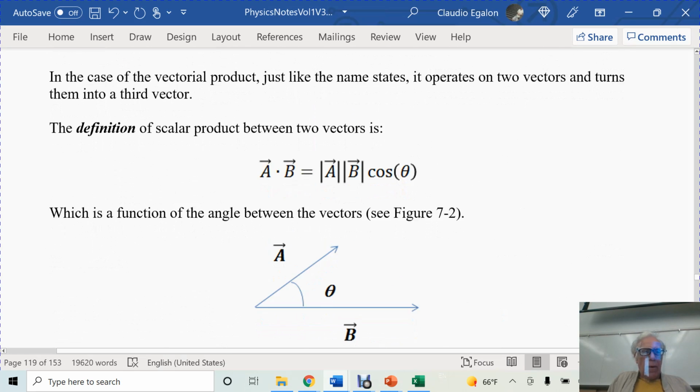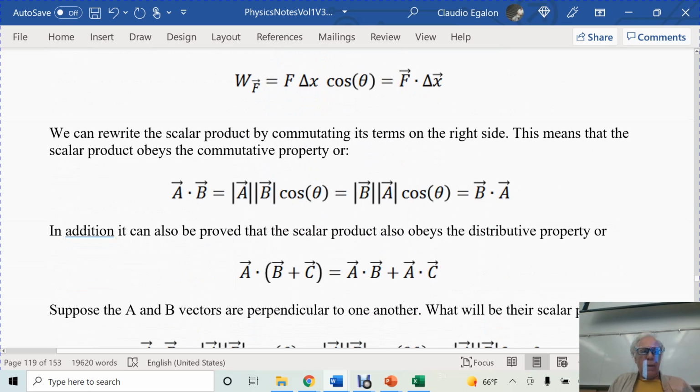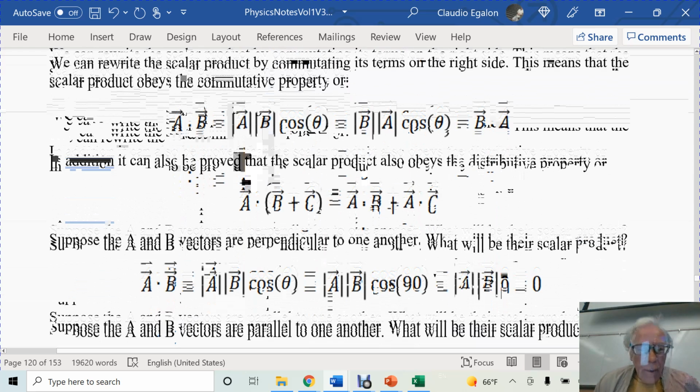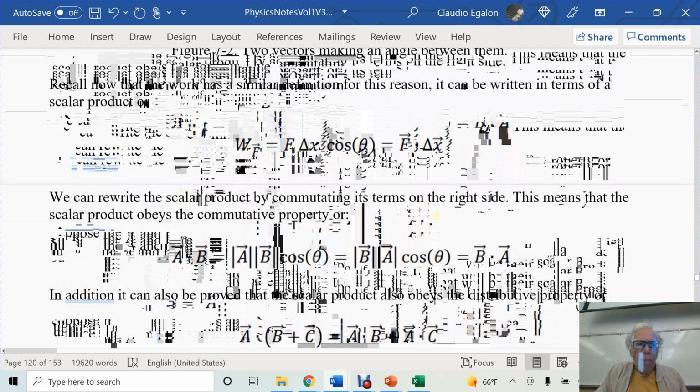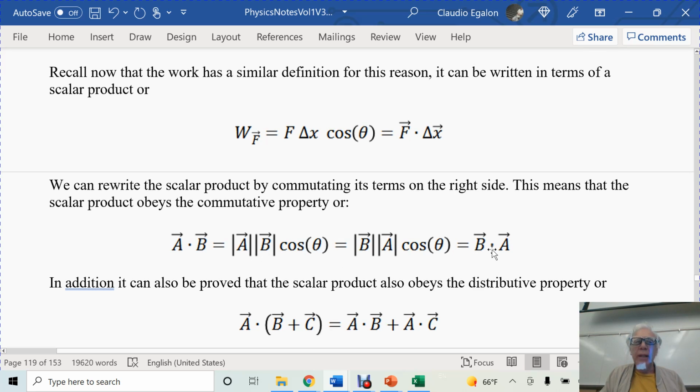Okay. You gotta start working with dot products, right? Here you go. That's the definition of dot product. Magnitude of A, magnitude of B, cosine of theta between the two angles. And we can commute those two, because those two values are scalar, and we can prove that A dot B is equal to B dot A. Okay? The dot product is commutative.